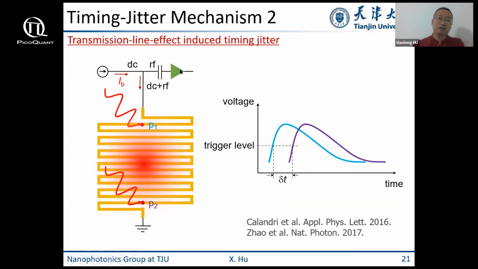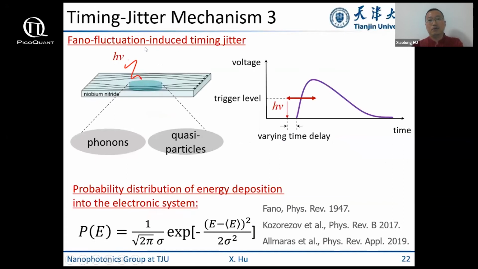So that's the transmission line effect induced timing jitter. Okay, and the third one is the fluctuation induced timing jitter. And the fluctuation is a quite universal phenomenon in electronic systems. Basically, the energy of the photon deposited into the electronic system is a distribution, and the time delay is dependent on the energy deposited in the electronic system.